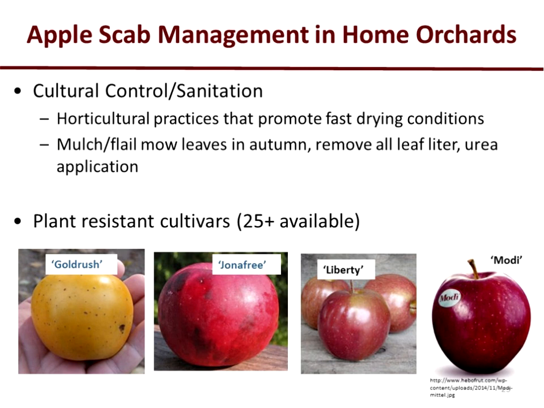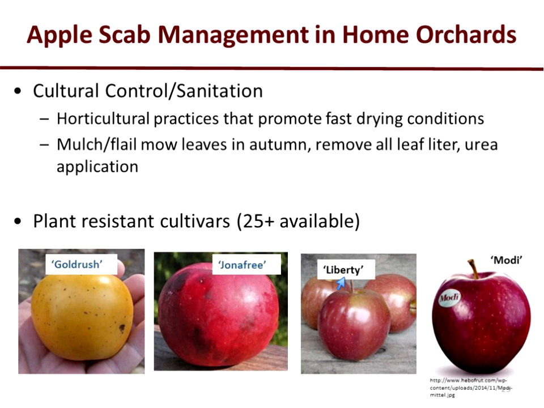So firstly, what I would recommend for a homeowner is to stick to cultural control and sanitation. So you want to abide by horticultural practices that will promote fast-drying conditions. The longer the leaves are wet, the more severe an infection of apple scab will be. You also want to manage your leaves that have fallen from your apple tree. The apple scab pathogen, Venturia inaequalis, does overwinter on infected leaves underneath the tree. So you want to try to mow those leaves, remove all the leaf litter, or even apply urea. There are some resistant cultivars available, actually 25 or more.